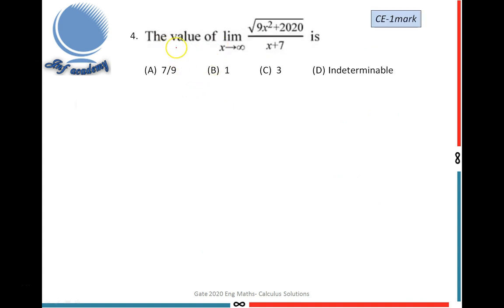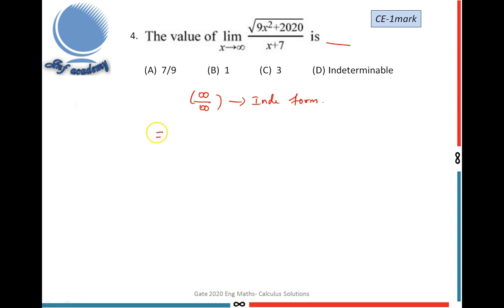The fourth problem is the value of limit x tends to infinity of root of 9x square plus 2020 divided by x plus 7. This question is from the civil department. It has 1 mark. Here the limit is x tends to infinity. Substituting x as infinity, we get infinity by infinity form, an indeterminate form.